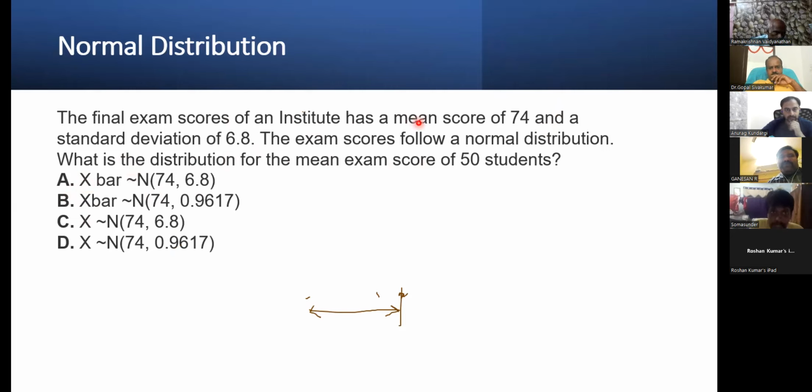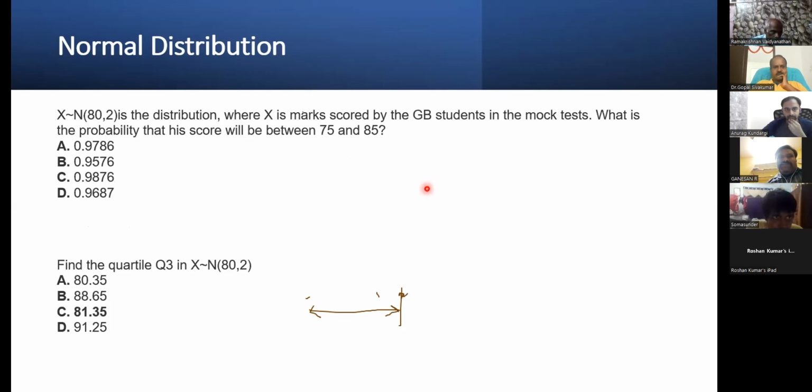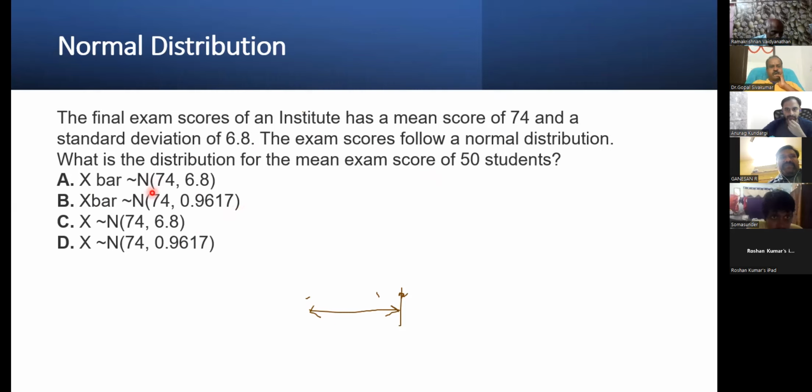The final exam score has a mean of 74 and a standard deviation of 6.8. The exam score follows a normal distribution. What is the distribution for the mean exam score of 50 students? Okay. So the first two.